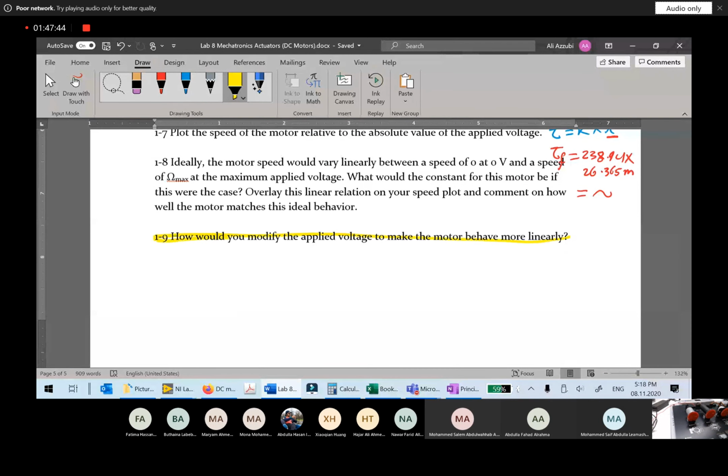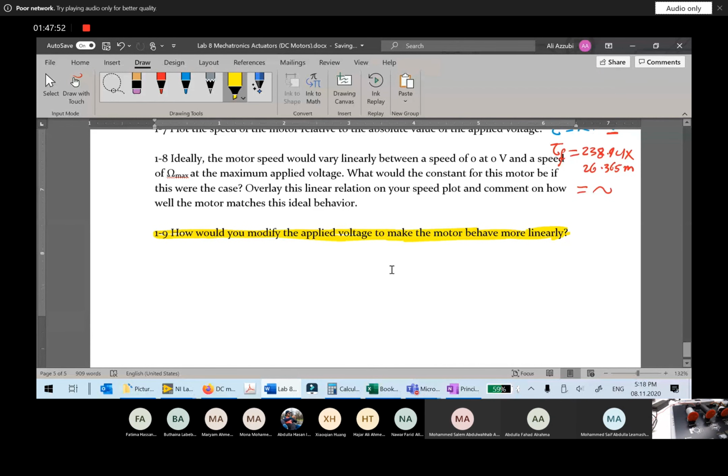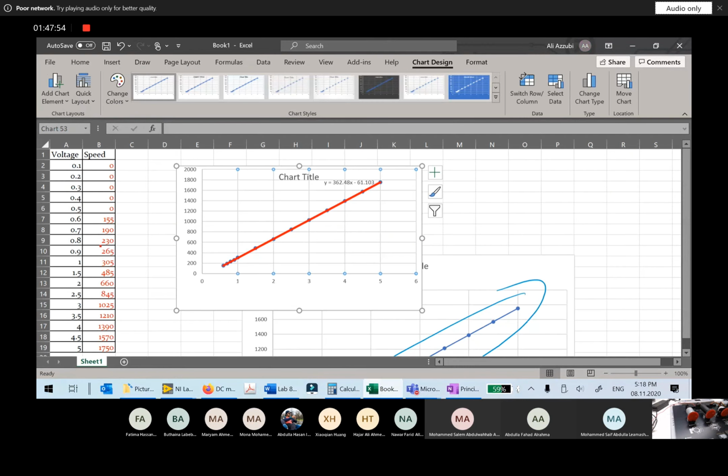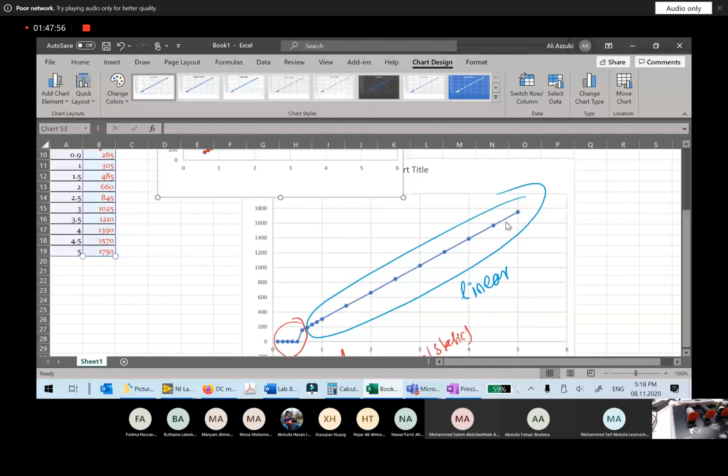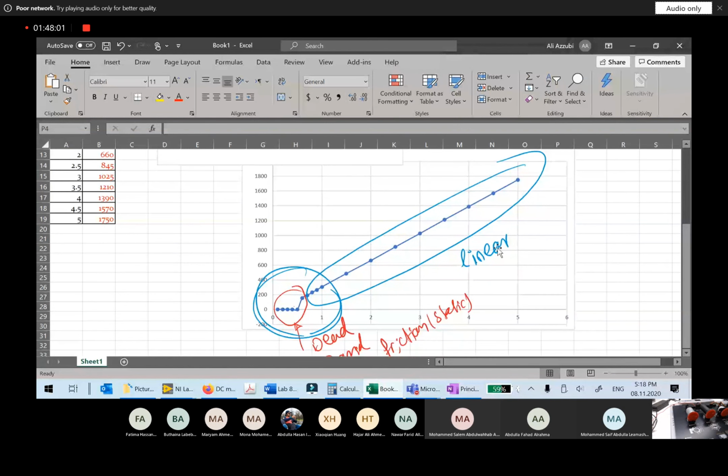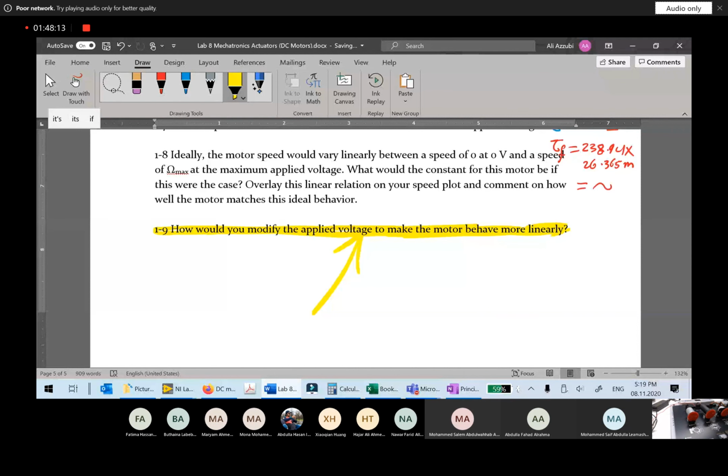Okay, last question is this: how do you modify the applied voltage to make the motor behave more linearly? Now this assumes that you have considered this curve, the dead band curve, including this portion here. In that case, you'll find some nonlinearity maybe in your curve, and that equation will be a little bit different. In general, how to change the voltage to make the motor behave more linearly. Okay, this is similar to calibration. It has the same way as calibration.